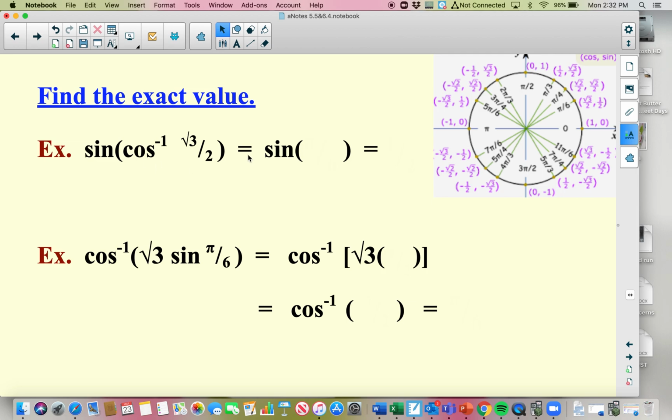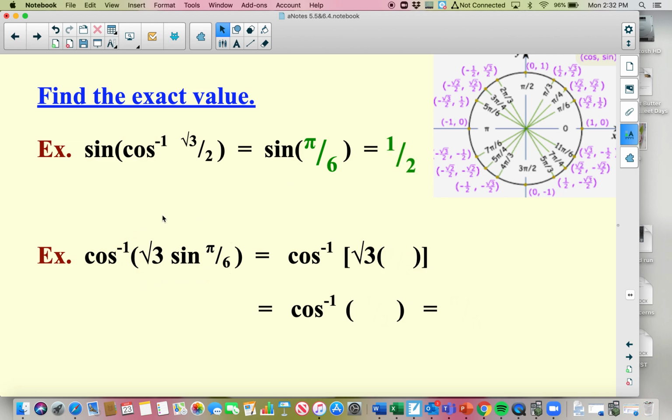All right, where inverse cosine of square root of 3 over 2. So inverse cosine is restricted to quadrants 1 and 2, but it's positive in quadrant 1. And cosine is equal to square root of 3 over 2. Cosine is x, so that's pi over 6. And then you're doing sine of pi over 6. And sine is the y-coordinate, and that would be 1/2.